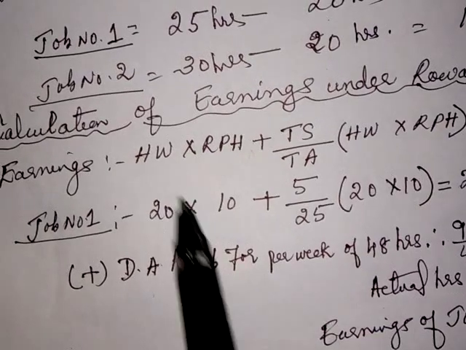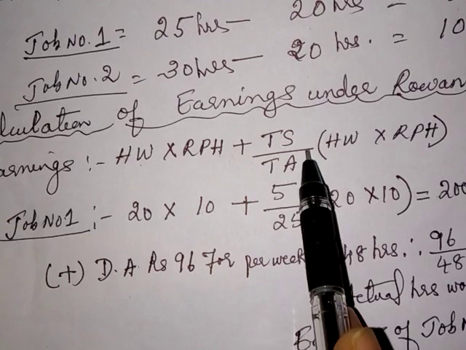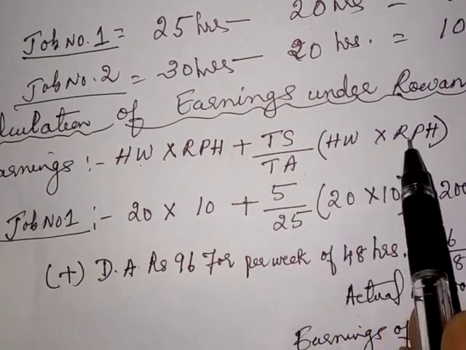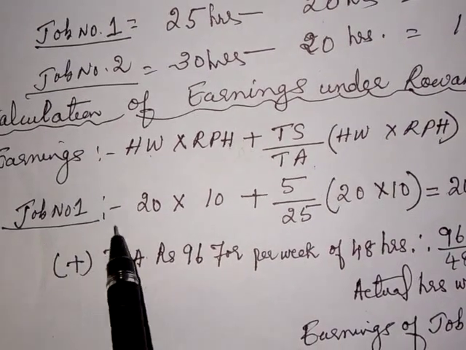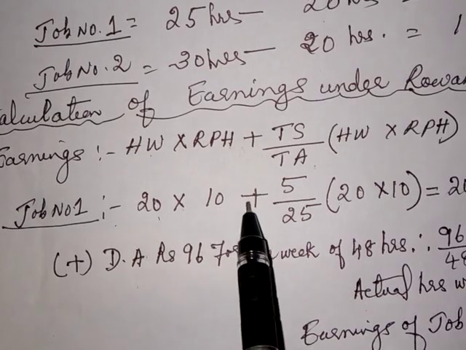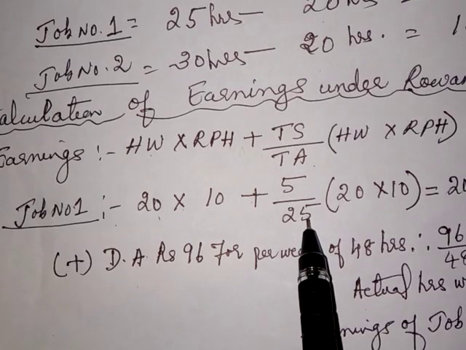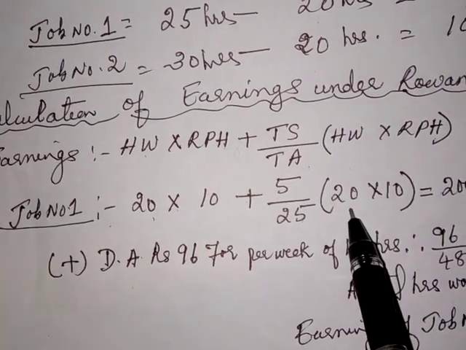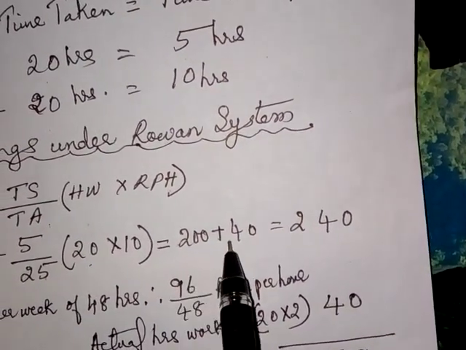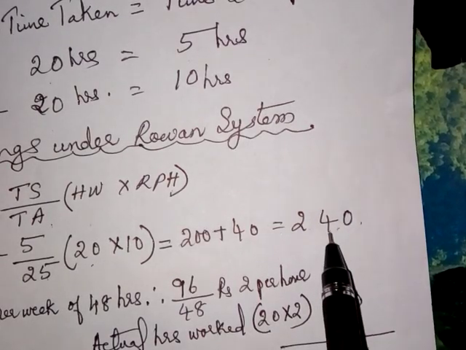Here the formula for calculating earnings is hours worked into rate per hour plus time saved by time allowed into hours worked into rate per hour. So for job number 1, hours worked is 20 into rate per hour 10, plus time saved 5 by time allowed 25 into hours worked 20 into rate per hour 10. So the calculation is 200 plus 40 is equal to 240. 240 is the earnings of job number 1.